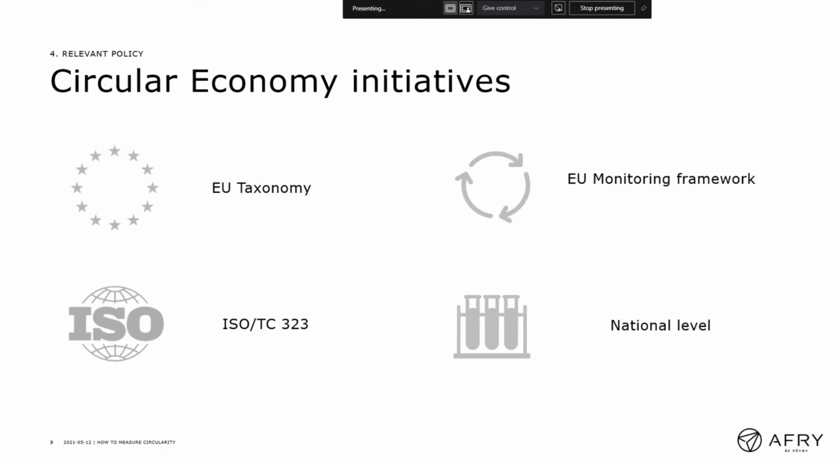However, the indicators mostly focus on material recycling and waste management. So one of the objectives in the latest EU action plan for circular economy is now to include more aspects of circular economy into the framework. And at the national level, there's an example of Sweden.